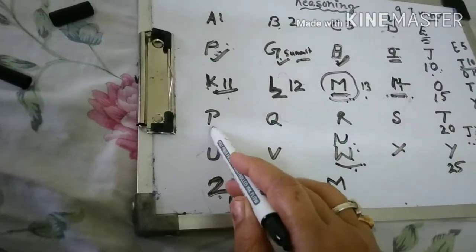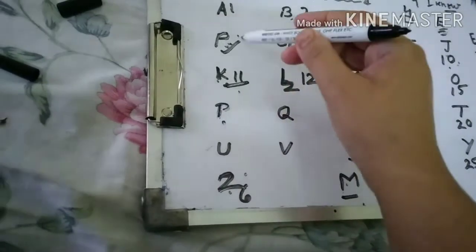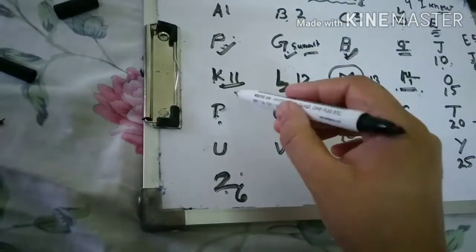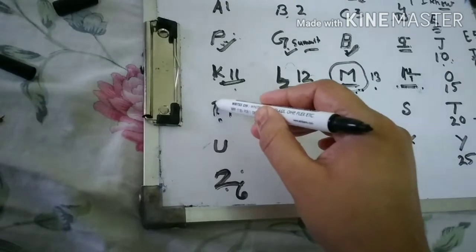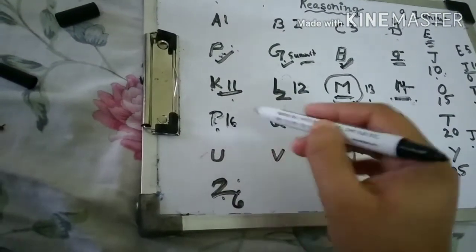And now moving on to P. P stands for opposite 6. So 6 fix we have done. So what is remaining? 16. What is this? 16, opposite 16. So this is P, stands for 16.